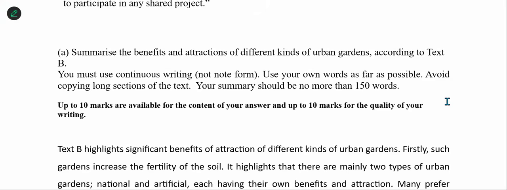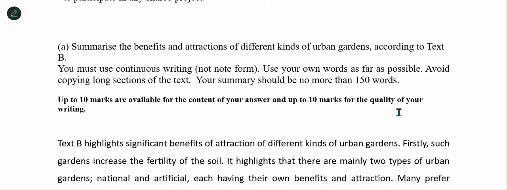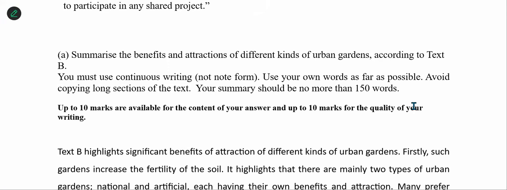This video is being made for the students of O level, specifically paper 1, question number 3. Question 3 has two parts, A and B. In part A, you are required to write a summary as it is written over here. Part B says to summarize the benefits. Underline this word, benefits, and attractions of different kinds of urban gardens.